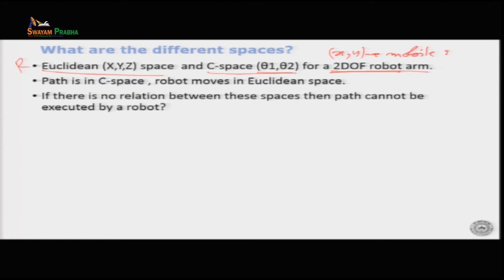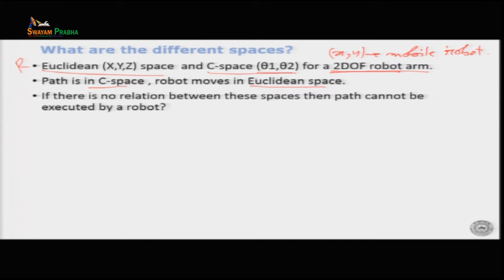Okay. So for a mobile robot, it is simply XY. Now the path is in C space, whereas the robot moves in Euclidean space, and hence there has to be some relation between the C space and Euclidean space. Now if there is no relation, then what will happen is this mapping will break down.